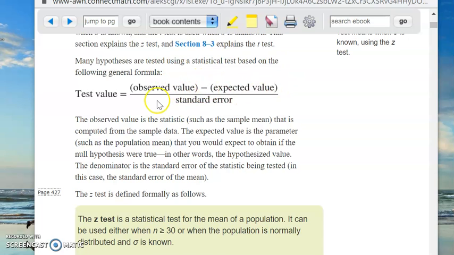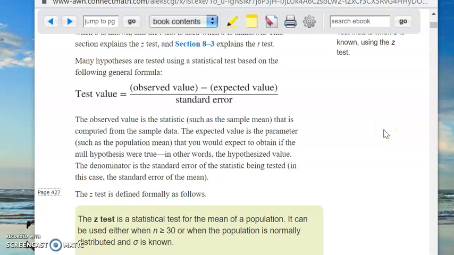So what's on top here? Observed value, take away the expected value. So the numerator here, the way I look at that is how surprised are you? Are you really, really surprised? Is the observed value quite different from the expected value? The expected value is, of course, what it is that you would expect to obtain if the null hypothesis were true. In other words, the hypothesized value.